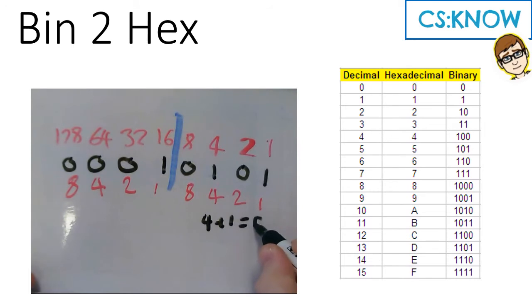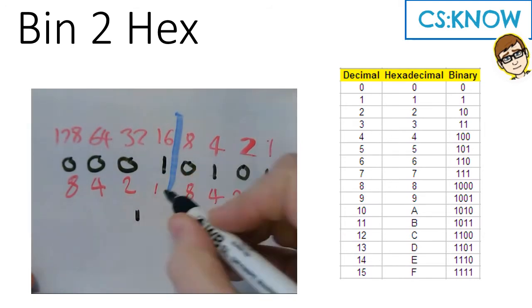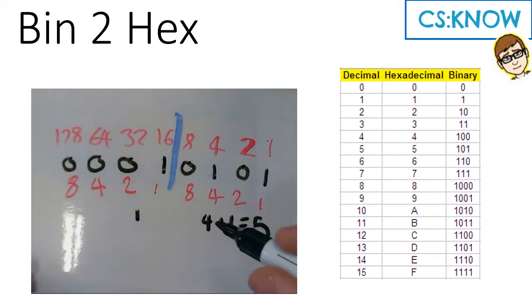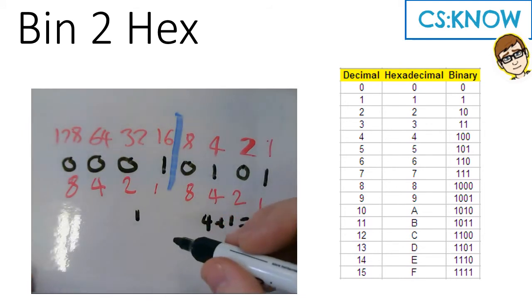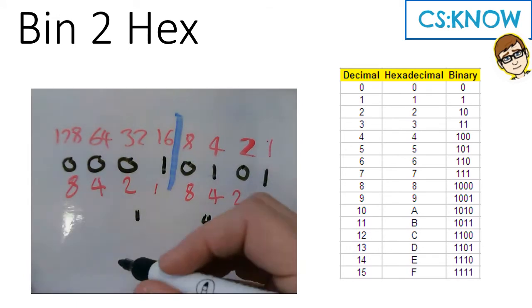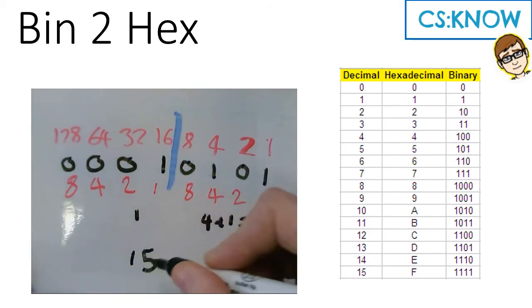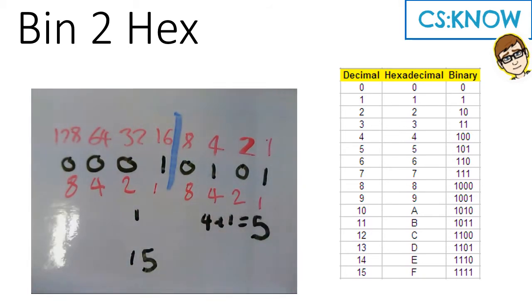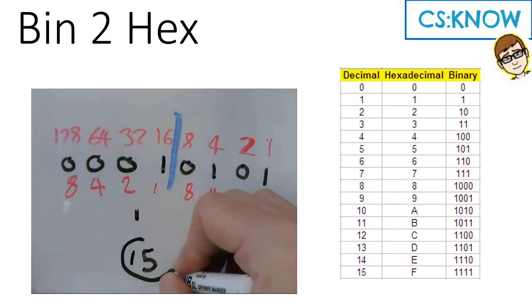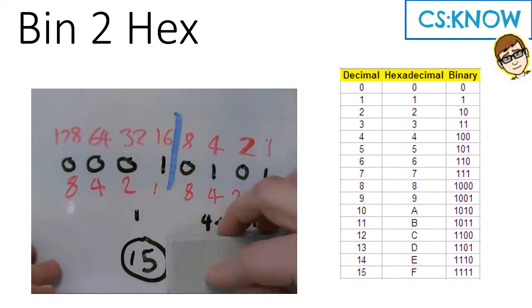So this one stays the same. 4 plus 1 gives us 5. Now before, that 1 was worth 16, but now it's just worth 1 because it's a nibble, not part of the byte. And then we just write them below, directly below. So 1 in hexadecimal is 1, and 5 in hexadecimal is 5. So there we've converted from binary to hexadecimal.